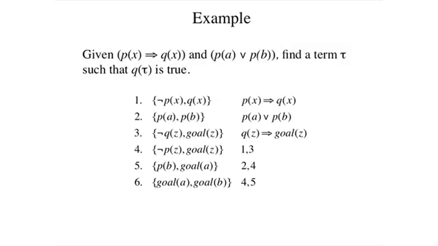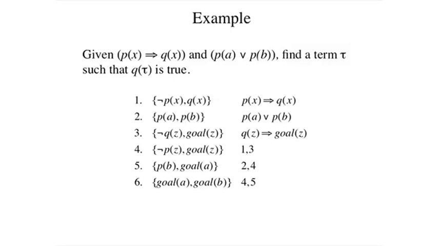Next, we resolve this result with the clause on line 2, resulting in the clause on line 5. Now there's a non-goal literal in this result, so we can't stop just yet. We want to stop only when we have clauses containing only goal literals. Fortunately, there are more resolutions we can do. In particular, we can resolve this result with the clause on line 4, leading to the result on line 6. Now we have a clause containing just goal literals, and so we can stop.